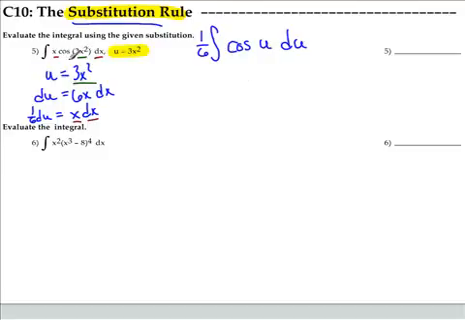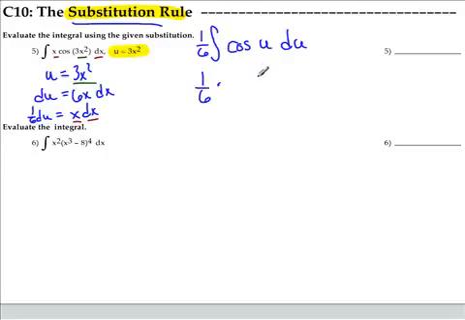I had a function inside my function. This is way more simple. I just have one term and a simple u inside my cosine. So now I can just take the antiderivative of this. So the antiderivative would be 1/6 times whatever the antiderivative of cosine u is.